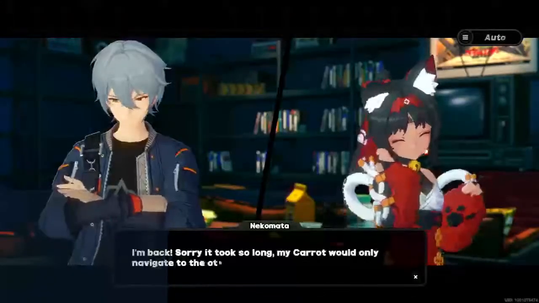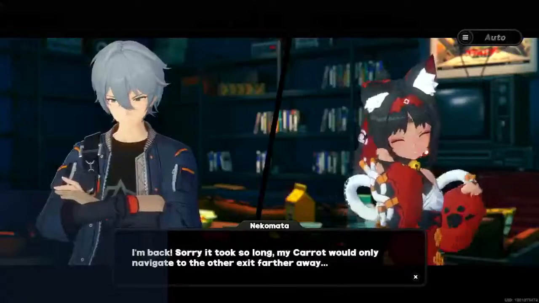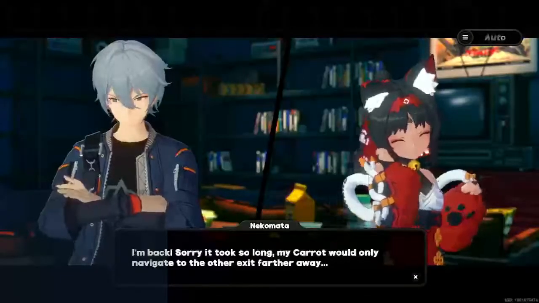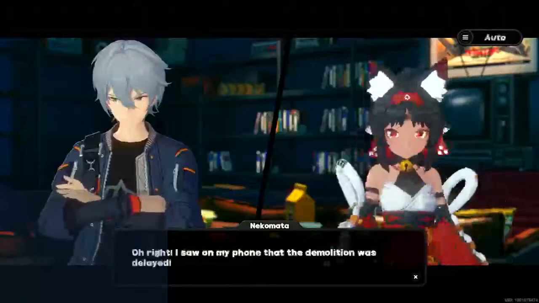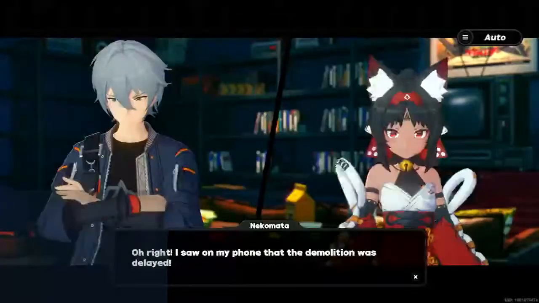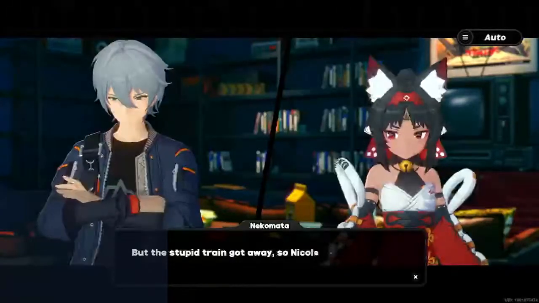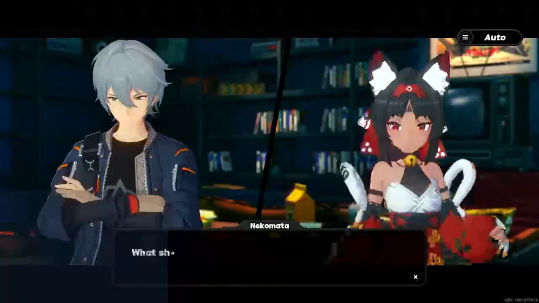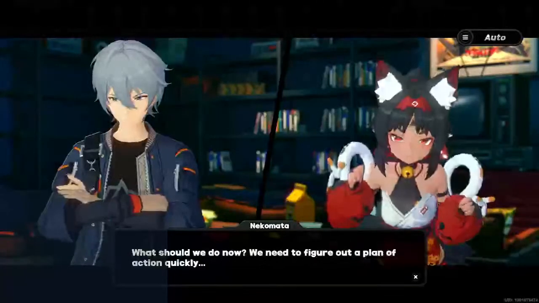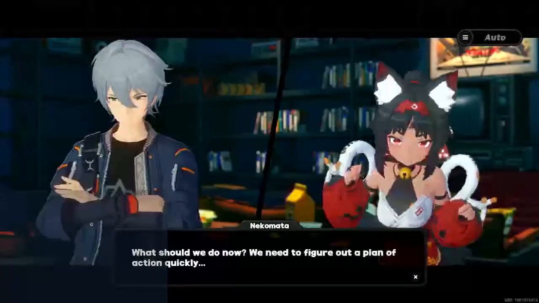I'm back! Sorry it took so long. My carry would only navigate to the other exit farther away. Oh, right! I saw on my phone that the demolition was delayed. But then the stupid train got away, so Nicole and the others are still in danger. Oh, what should we do now? We need to figure out a plan of action quickly.